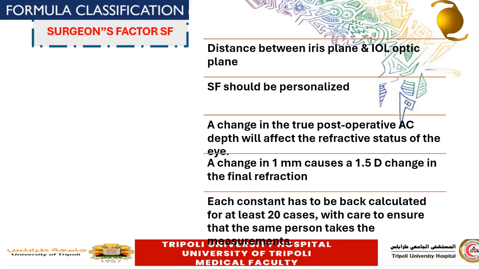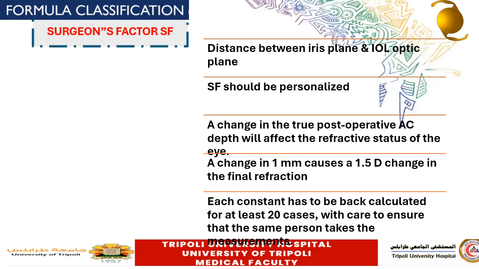So the surgeon factor is peculiar to the Holiday 1 formula, and it is defined as the distance between the iris plan and the IOL plan. As I said, the measurement of the anterior chamber depth may be taken in two steps. The first step from the cornea to the anterior iris plan. The second step from the anterior surface plan to the lens or IOL plan, which is named as the surgeon factor. And this factor should be personalized.